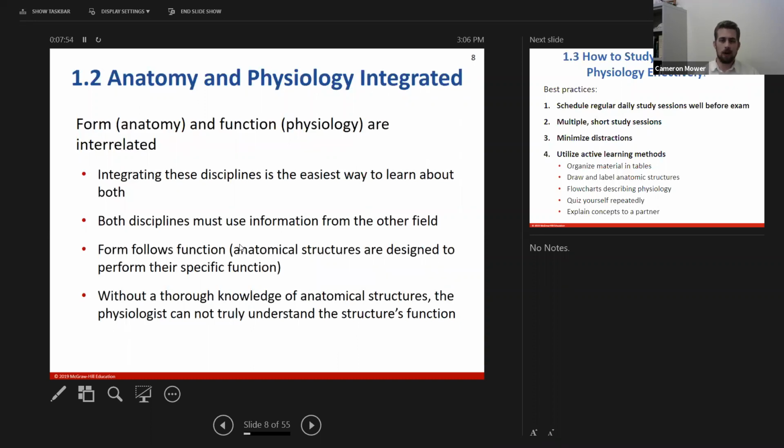So, form and function, anatomy and physiology, interrelated. And integrating these 2 disciplines, of course, is going to be the easiest way to learn about both. Like I said, you've got to have a conversation about both. And this slide, really, I'm just talking about the same stuff that I did earlier. So I'm going to move along.